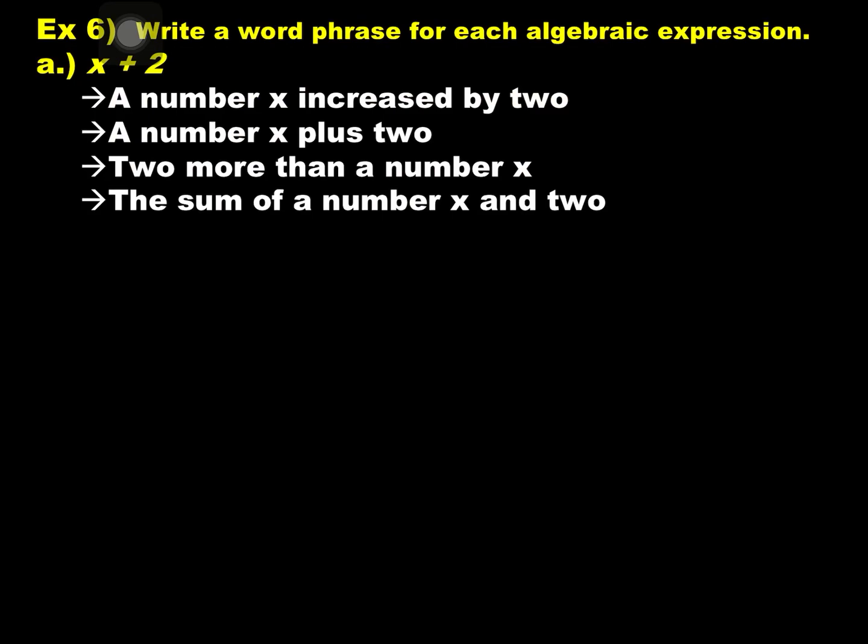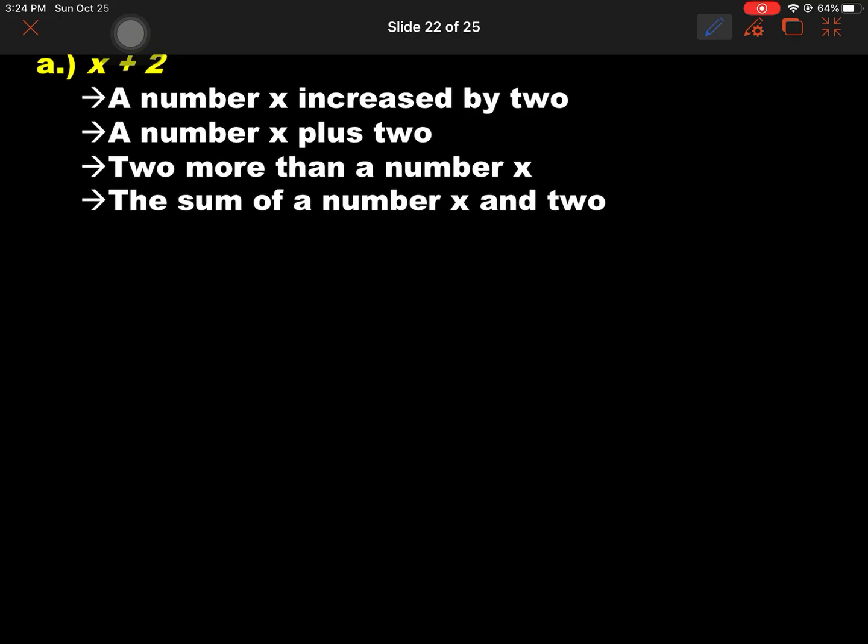Now, your goal when you are writing these is to try to write a few different versions. So if I gave you X plus 2, instead of saying X, you're going to say a number X. And then you can come up with a bunch of different variations. So words that mean addition would be plus or increased by 2: a number X plus 2. You could do it as basic as possible. If you can read it, you can write it.